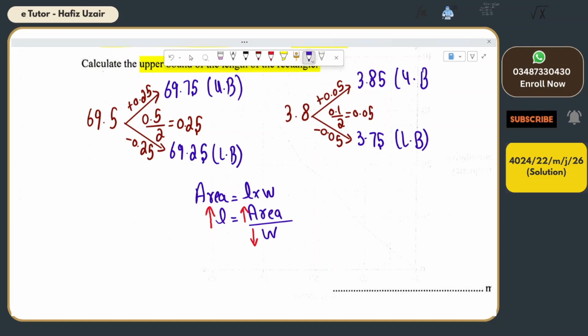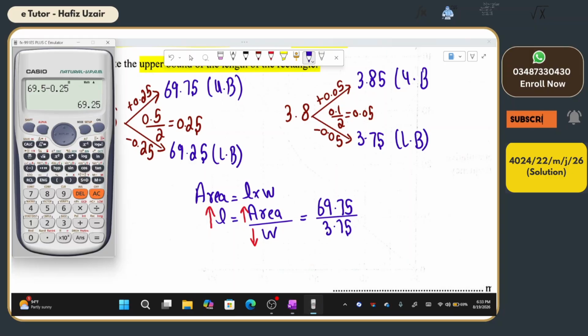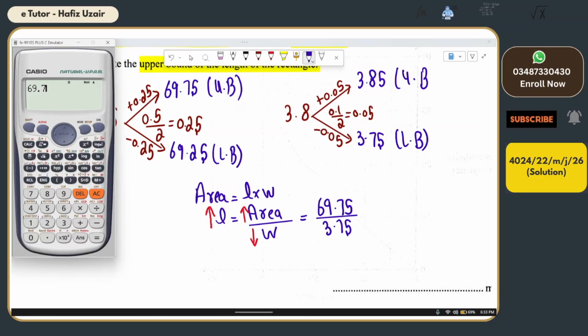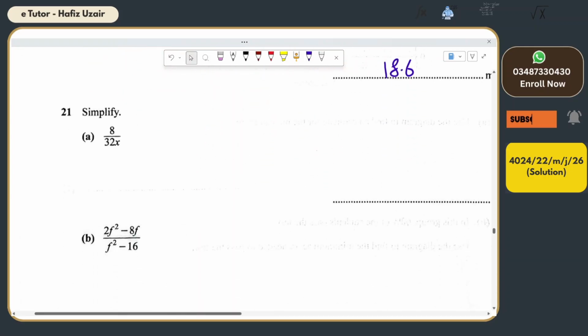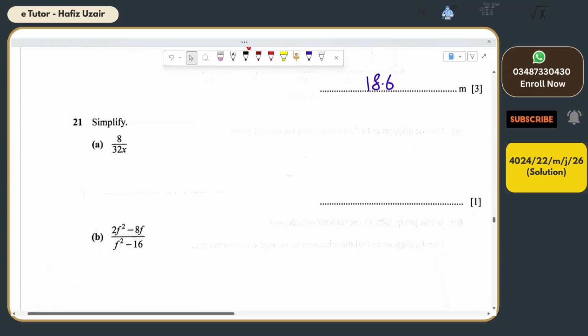So the upper bound of area is 69.75 and the lower bound of the width is 3.75. Let's calculate over here. 69.75 divided by 3.75 is 18.6. If you need the upper bound of length, you draw the same arrow in the numerator and the opposite arrow in the denominator.